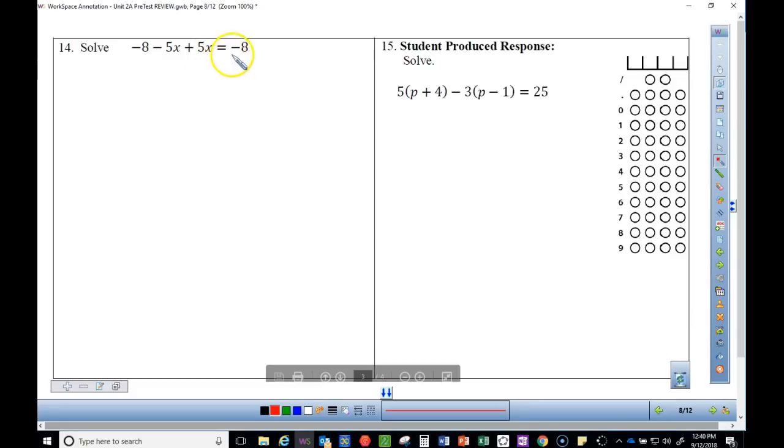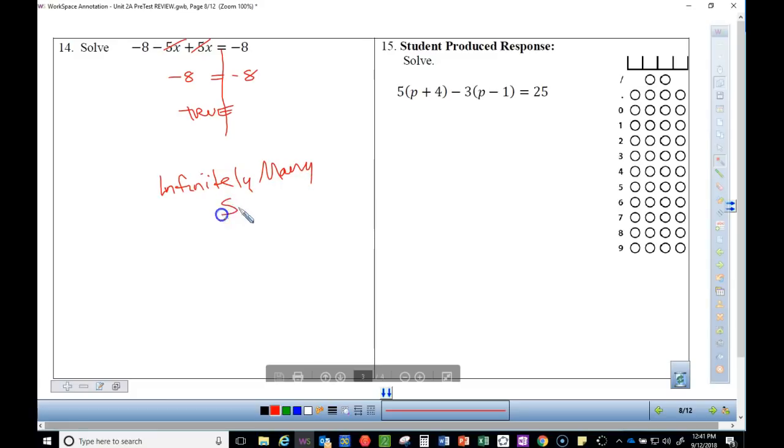Let's see here. Number 14. When I combine like terms here, these cancel out. Negative 5x plus 5x makes nothing. So I'd have negative 8 equals negative 8, which is true. Which means what? We have infinitely many solutions to that one, because all the variables canceled out.